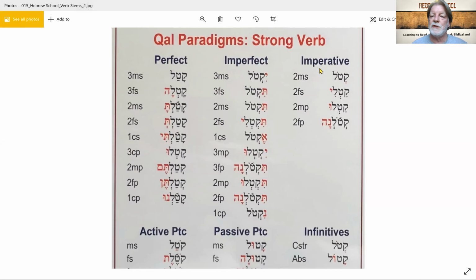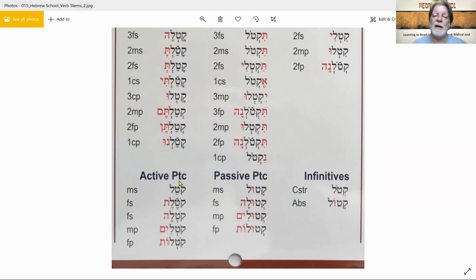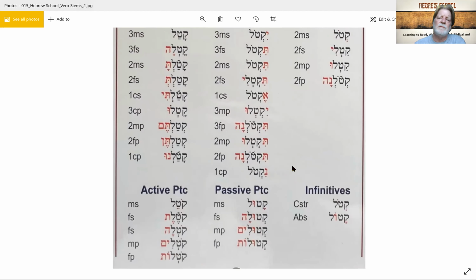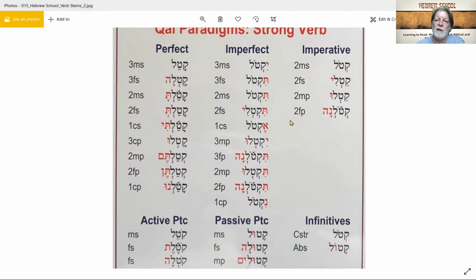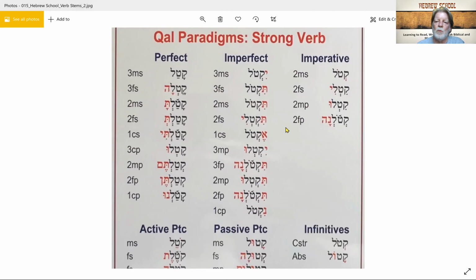Imperative, you'll remember, is a command form. Then we have active and passive participles. PTC is an abbreviation for participle. And then we have the infinitives, which means like, to do something or to cause something. So let's look at each one of these, and we'll look at the form. We'll look at the part in red.